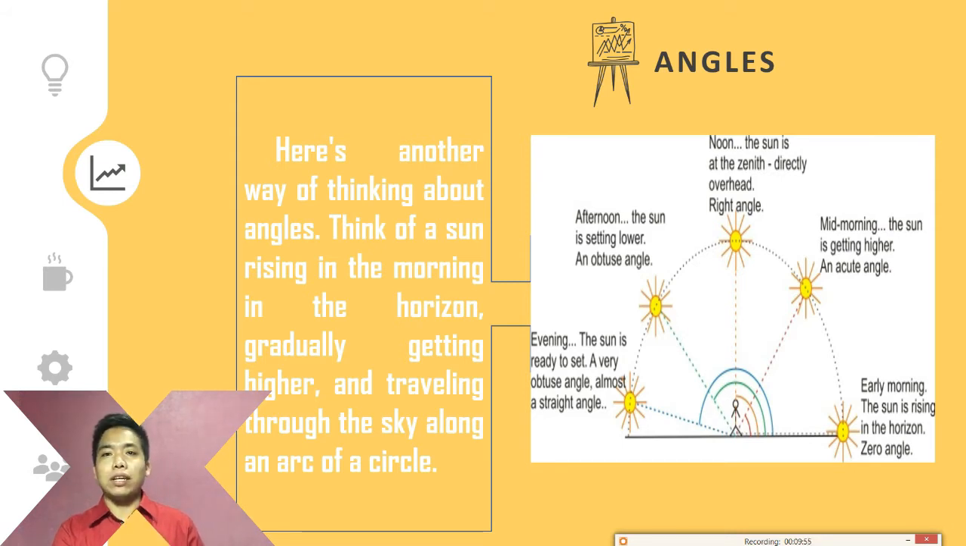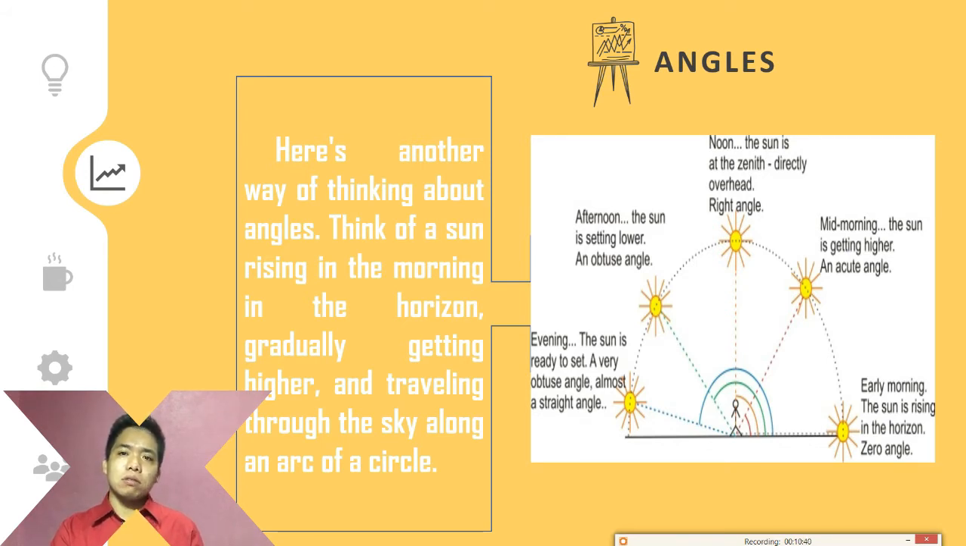But in the mid-morning, at about 10 o'clock, it forms an acute angle. At noon, it forms a right angle. In the afternoon, it forms an obtuse angle. And in the evening, it forms a straight angle, 180 degrees. So this is one of the real life situations where we can see angles, and there are a lot more in our everyday life, in everything that we encounter.